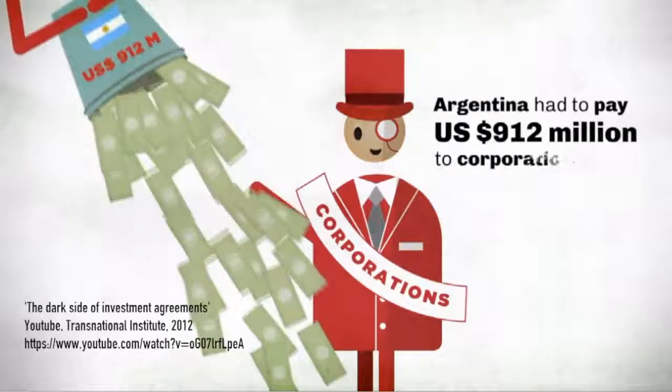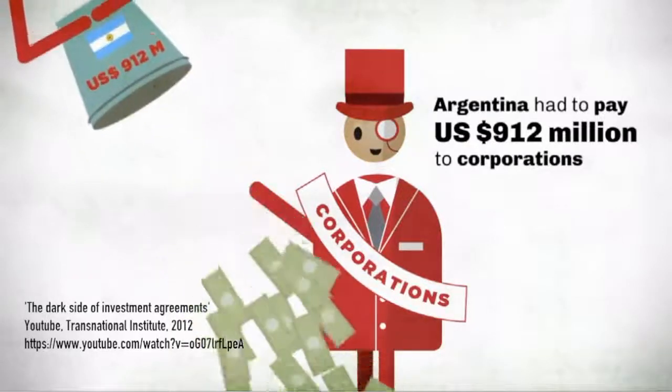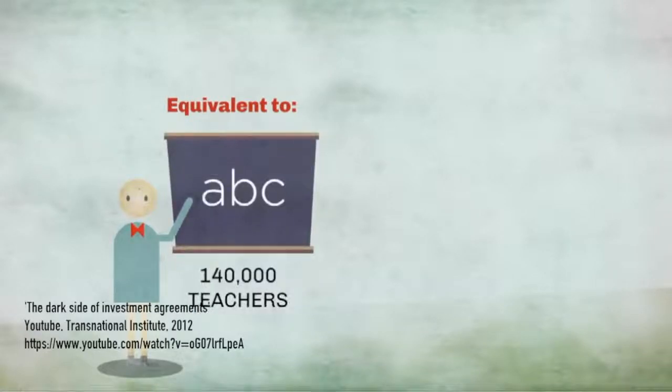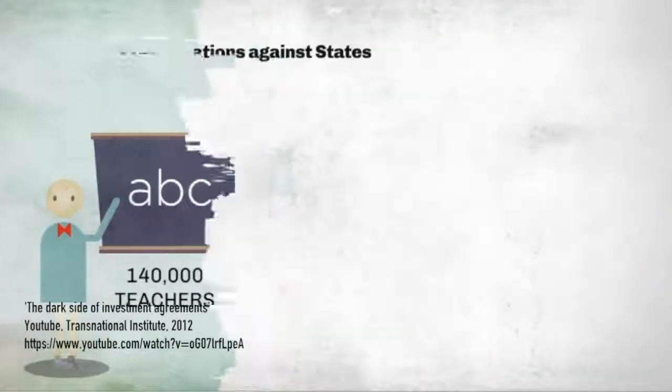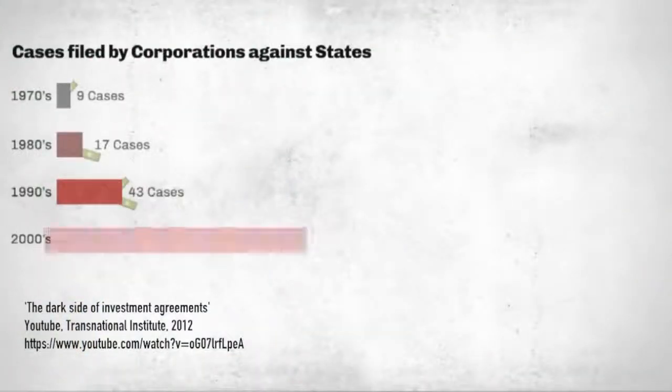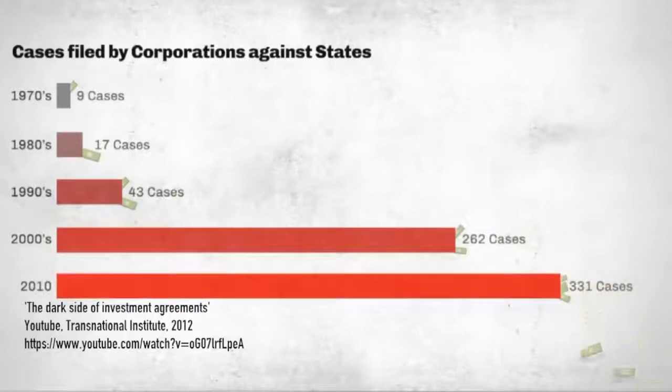Argentina had to pay out $912 million. That's equivalent to the annual average salary of 140,000 teachers or the building of 40 new hospitals. By 2010, there were at least 331 cases filed by transnational companies against states.